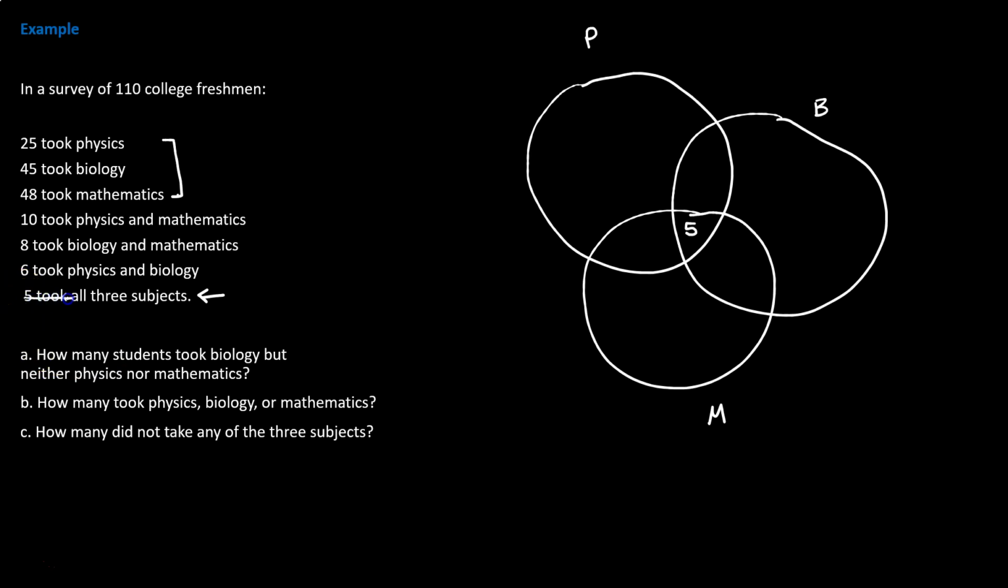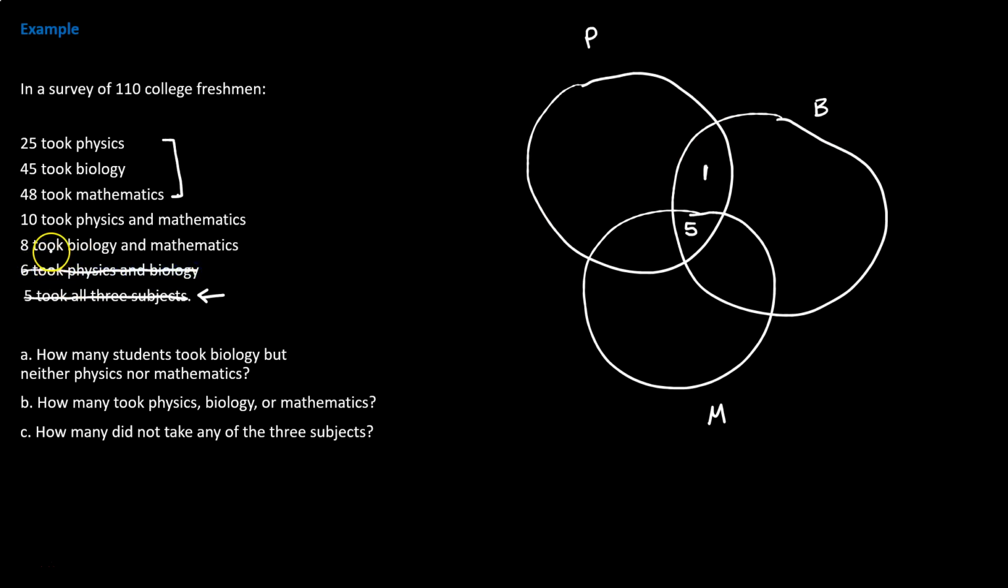Once we've used that, we can cross it off. Next, we can say 6 took physics and biology. Physics and biology, that's this overlapping region right here. I already have 5 in that region because 5 people took physics, biology, and mathematics. And if I want to say that 6 people are in this entire region, then only 1 more can go out here, so that I have a total of 6 in that intersection between physics and biology. And then once we've used that, we can cross it off.